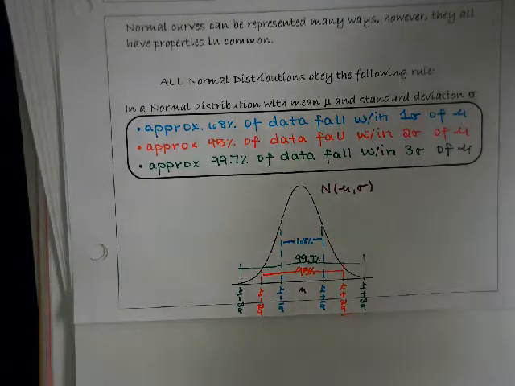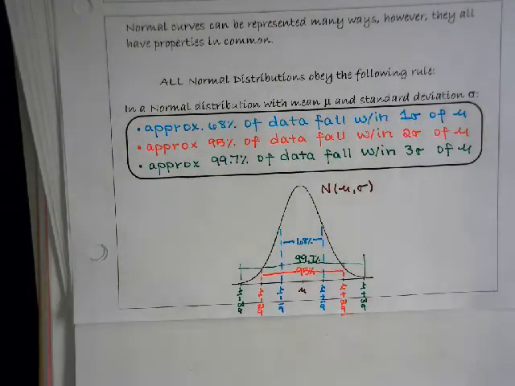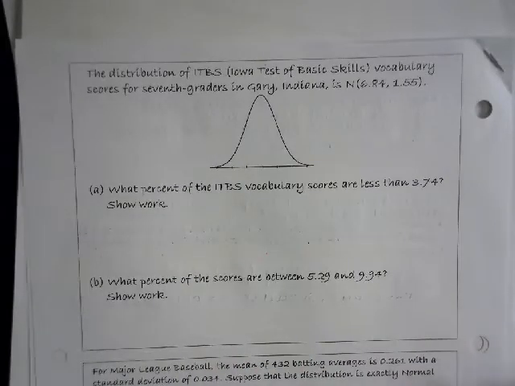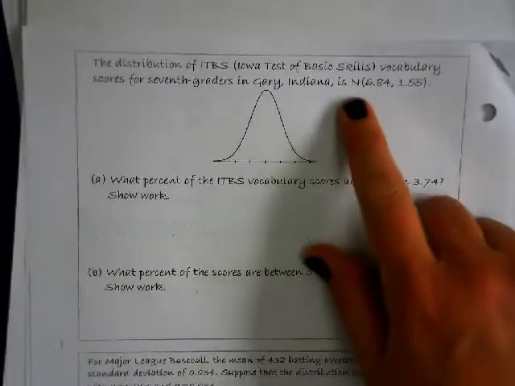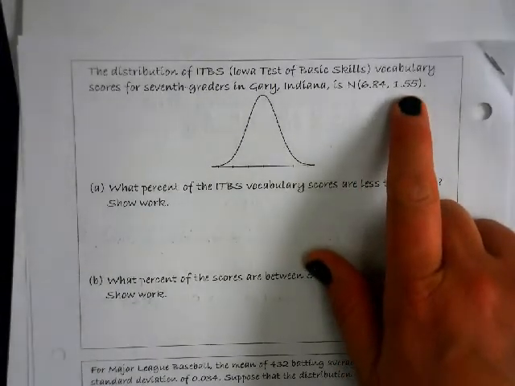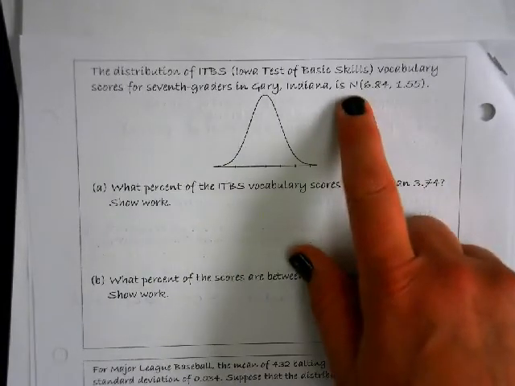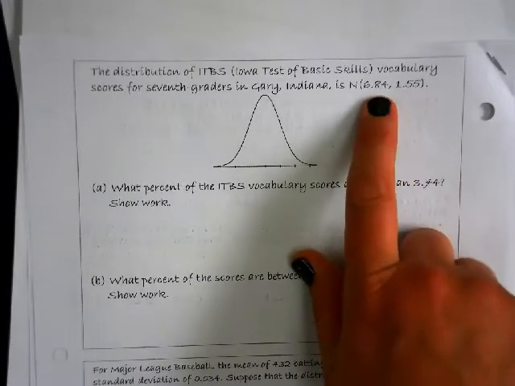May I flip? Now we're going to look at an example problem with this. The distribution of ITBS, Iowa Test of Basic Skills, vocabulary scores for 7th graders in Gary, Indiana is normal with a mean of 6.84 and a standard deviation of 1.55. Notice how I read that. Capital N tells me it's normal. First number is the mean. Next number is the standard deviation. So this is my mean. This is my standard deviation.